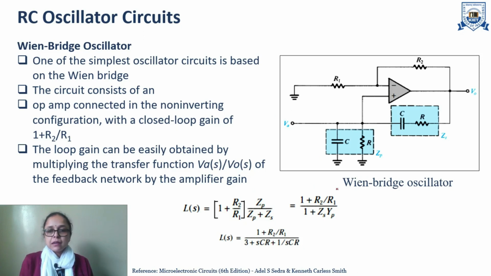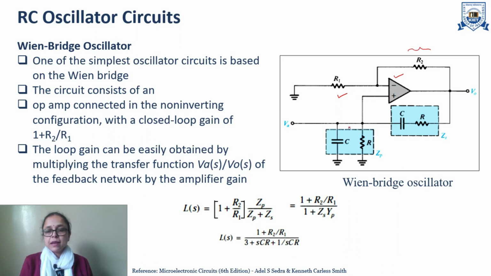The first most basic RC oscillator circuit is the Wien bridge oscillator. This is the diagram of a Wien bridge oscillator. It consists of an amplifier, which is a non-inverting amplifier, with R1 as the input resistance and R2 as the feedback resistance. This is the amplifier part of the oscillator, and this is the feedback part.